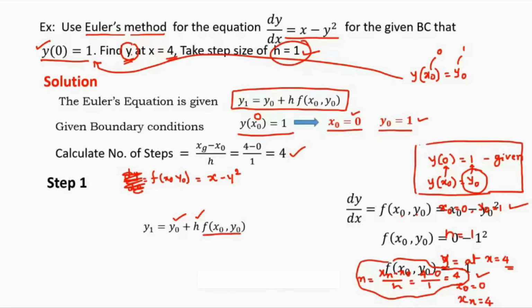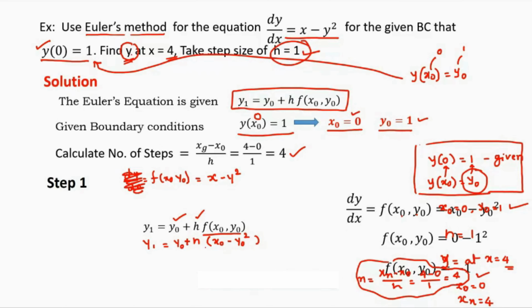f of x naught, y naught is equal to x minus y square. So here I will write, f of x naught, y naught is equal to x naught minus y naught square. So I am writing this in place of f of x naught, y naught. This is the equation for computing the new value of y naught.